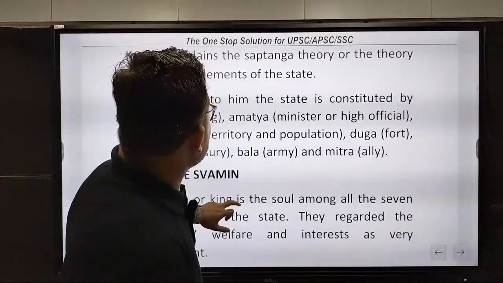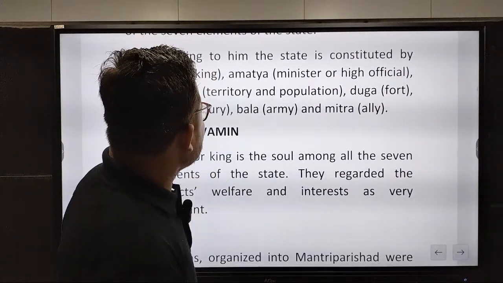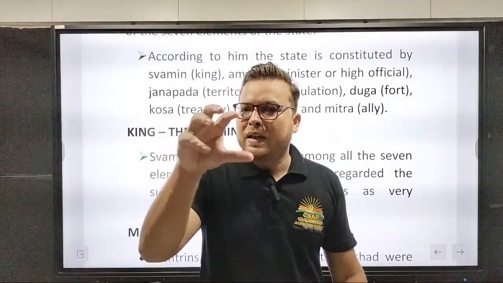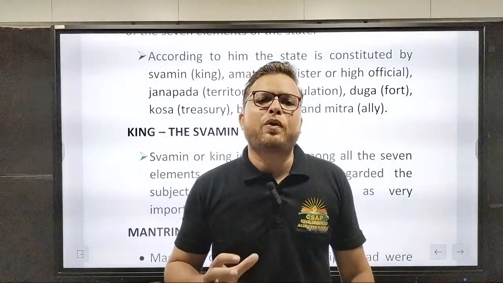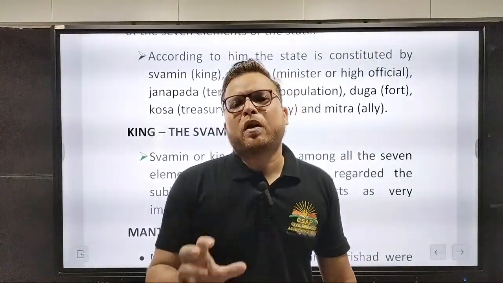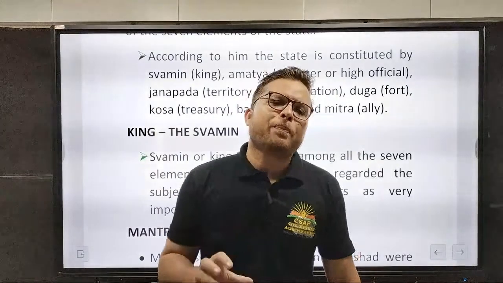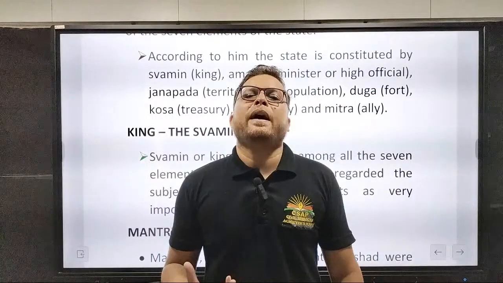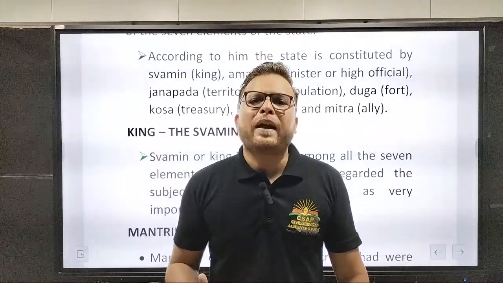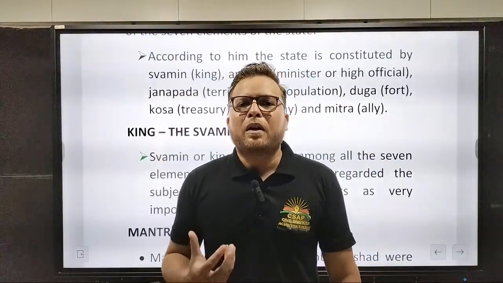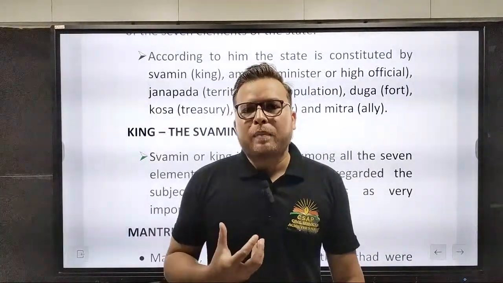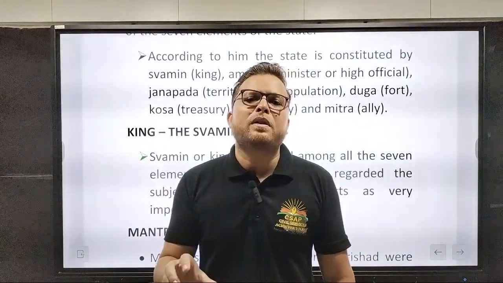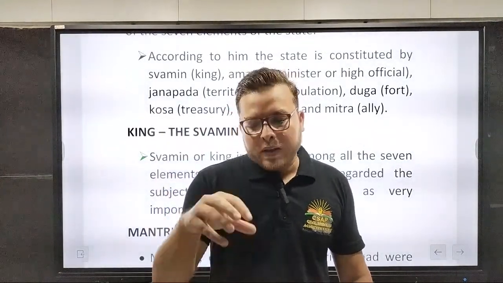First and foremost, he talks about Swamin or Swami. He's right at the center. Swami, or king. If we have to talk about the position of Swami in modern terminology, and if we talk about India, let's say the Prime Minister of India is the Swami. Because Kautilya was part of the monarchical system, he used the word Swami and he indicated king. So he's right at the center.